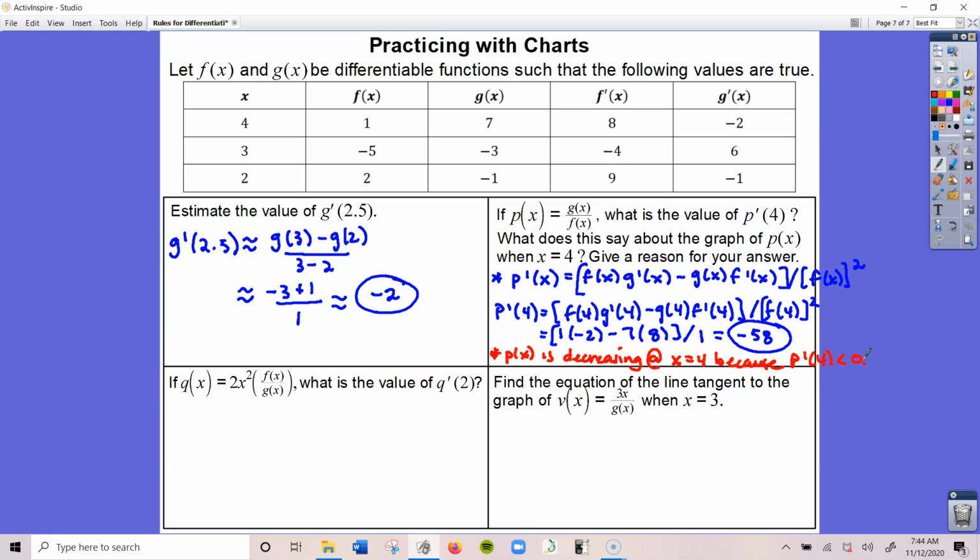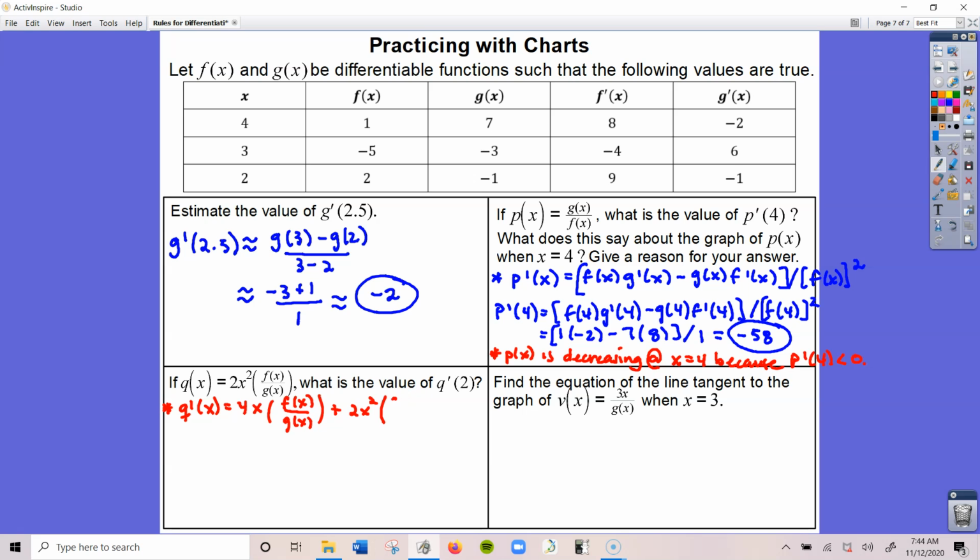Now you can tell that the main rule we're going to have to use is the product rule, because the product is going to come before the quotient, since the quotient is inside of that parentheses. So when we find our derivative, we have q prime of x. And the product, you'll remember, is the derivative of the first, so 4x, leave the second alone, so f of x over g of x, plus, leave the first alone, so 2x squared, times the derivative of the second function, which is my quotient. So this is where I'm going to have to use the quotient rule.